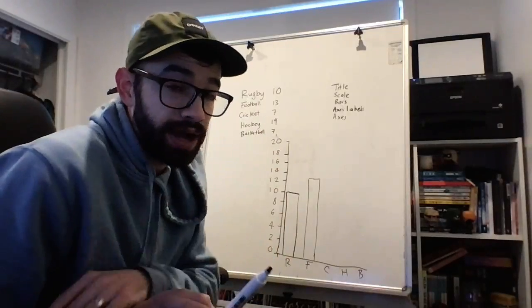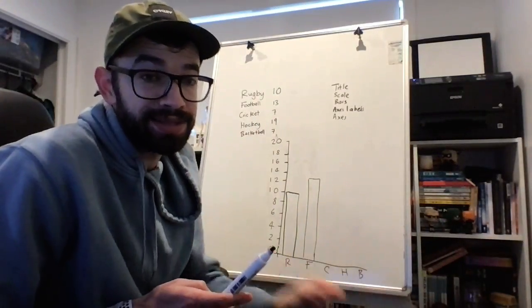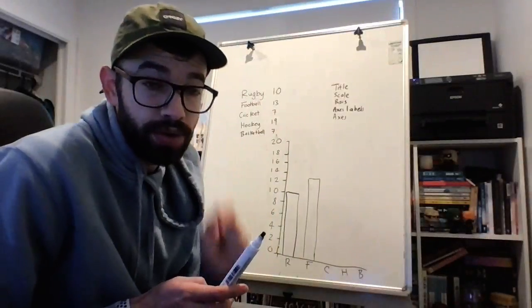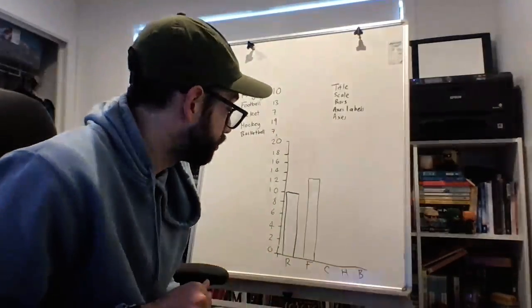There are two types of graphs that are like this. There's a histogram and a bar graph. Bar graphs, there are gaps between the bars. Histograms, there is no gaps between the bars. So today we're looking at a bar graph, so that way we will have gaps in between our bars.